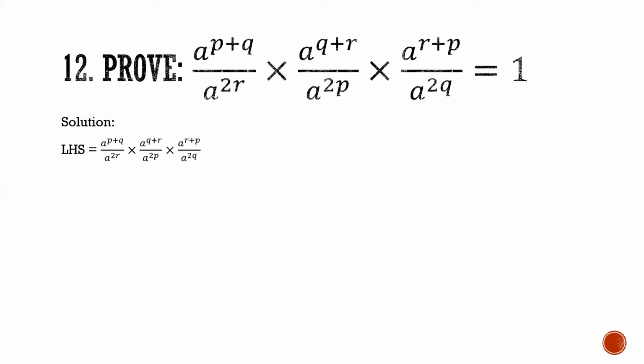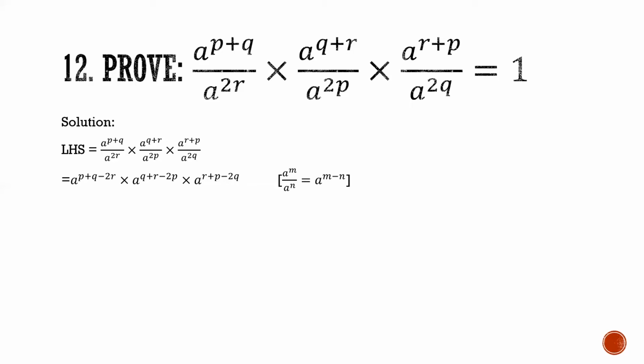In all the three parts we got the same base a in both denominator and numerator, so we can apply the formula of a to the power m divided by a to the power n, which is equal to a to the power m minus n in all the three parts. So applying that formula, we will have a to the power p plus q minus 2r into a to the power q plus r minus 2p into a to the power r plus p minus 2q. Here the formula we have applied is given in the side note, that is a to the power m divided by a to the power n is equal to a to the power m minus n.